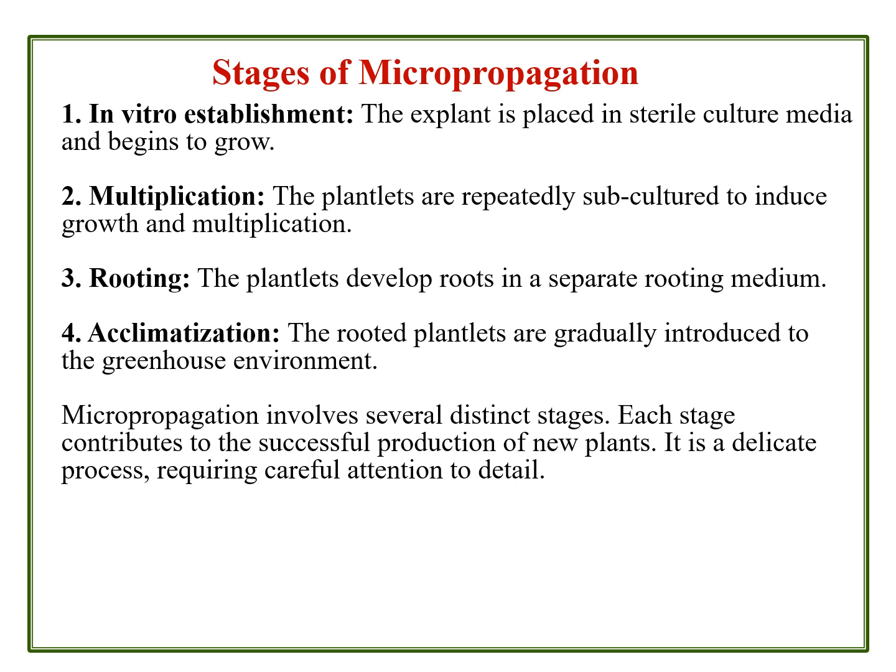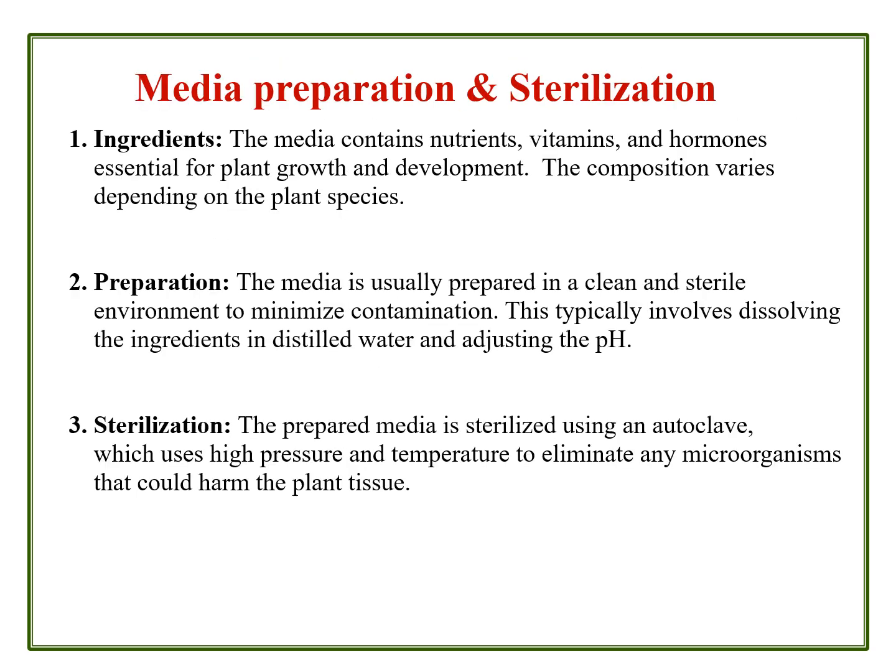Of course, it is not so easy, as we discussed, the acclimatization of the rooted plantlets, since each and every plant species requires a variety of special conditions and factors that influence all these four stages in micropropagation. So it involves several distinct stages. Each stage contributes to the successful production of new plants, and it is a delicate process, sometimes in the case of banana clones or other floral species, requiring careful attention to detail. Otherwise, degeneracy or leaf curling may occur, and multiple shoots may not originate, right?